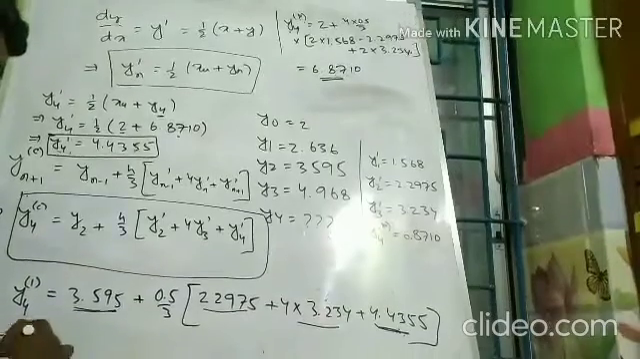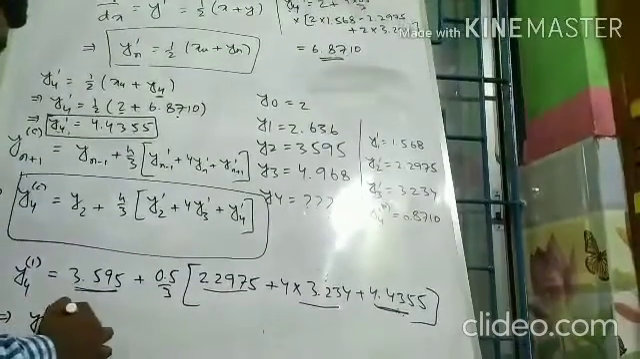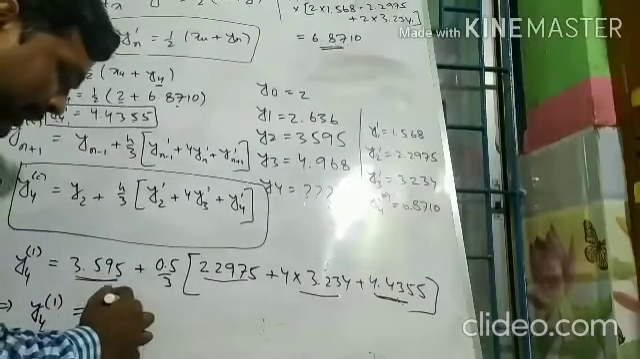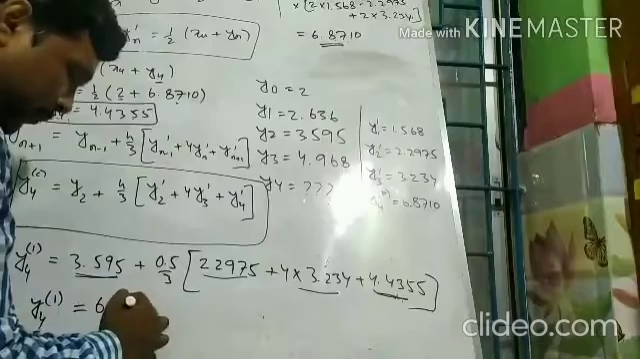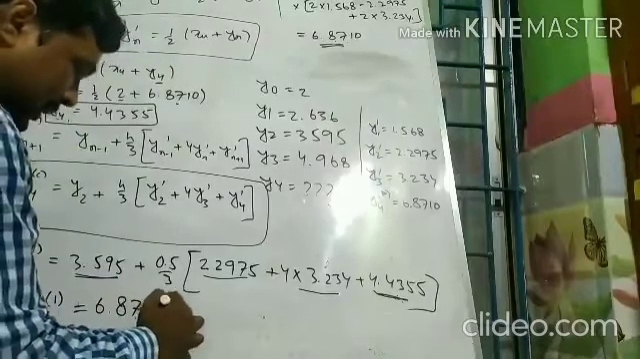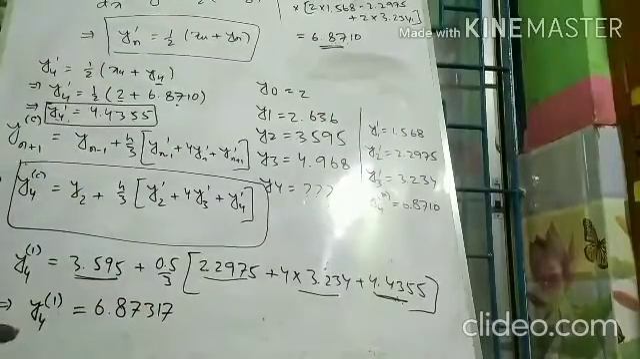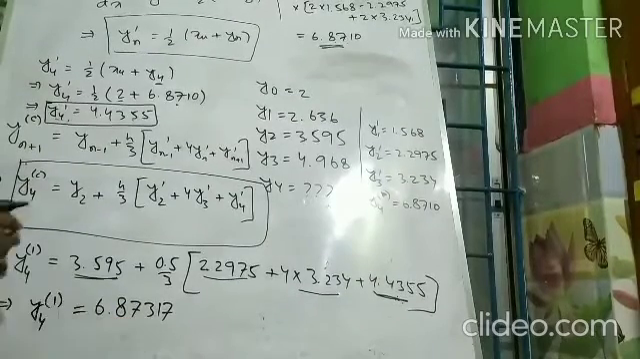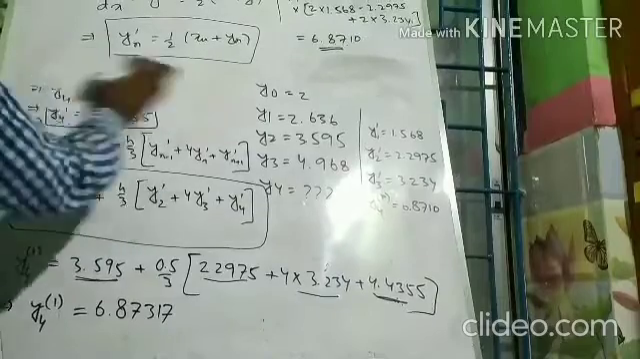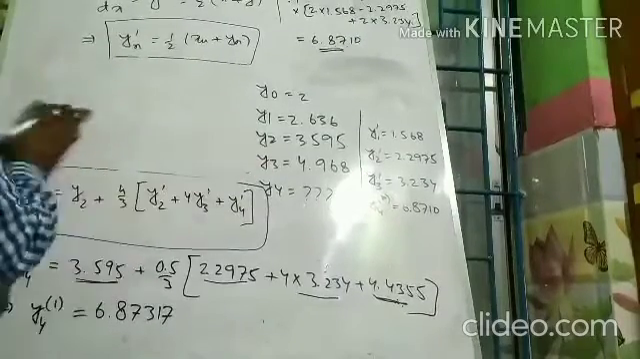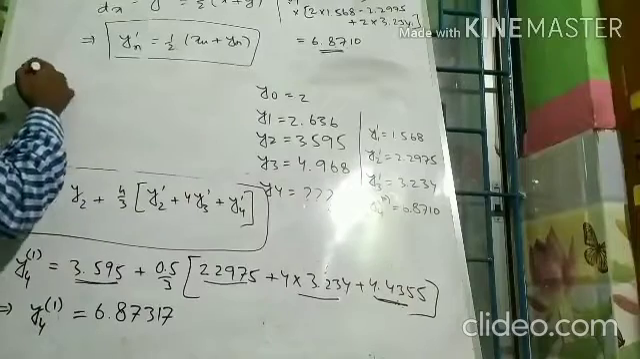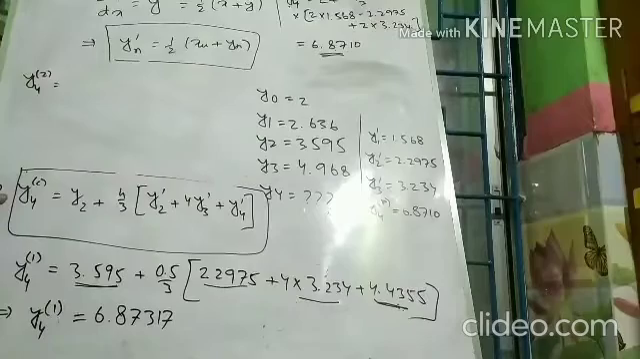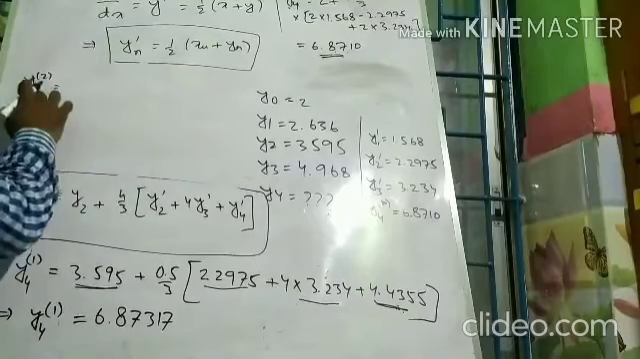So the first iterative value of y4 equals 6.87317. This is the first iterative value of y4. So y4 1 equals 6.87317. Now we have to calculate the second iterative value of y4, y4 2, from the corrector formula. Use this formula to calculate the second iterative value of y4.